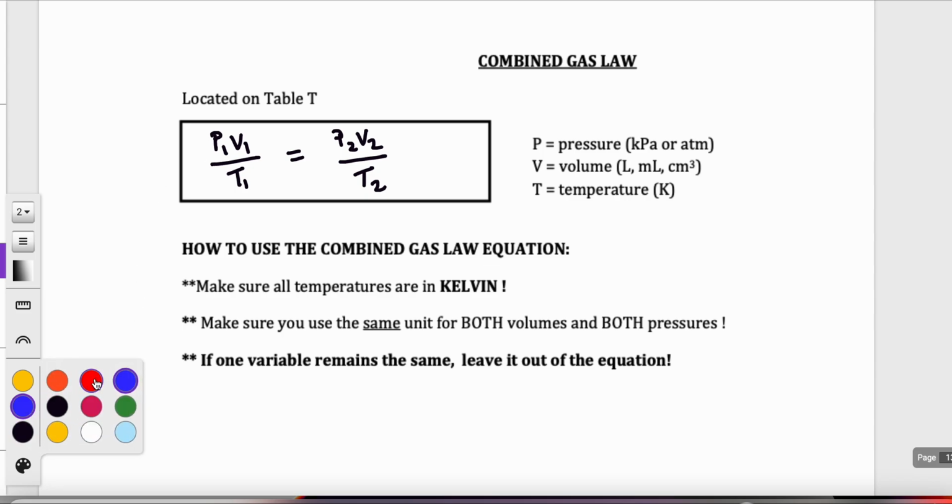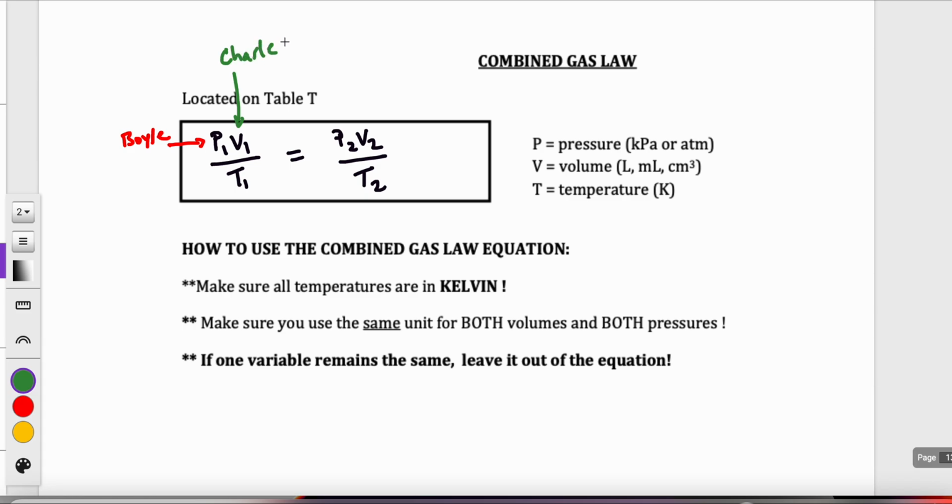If you take a look at this, Boyle's law was looking at the relationship of pressure and volume, and in his law, P and V were multiplied. So we can see Boyle's law in the combined gas law. Charles's law looked at the relationship between volume and temperature, and in his equation, volume and temperature were divided. We can still see it's V over T, just like in Charles's. So we can also see Charles's law in the combined gas law.